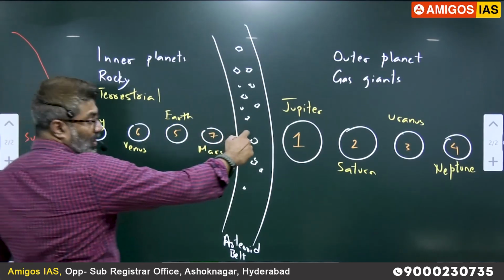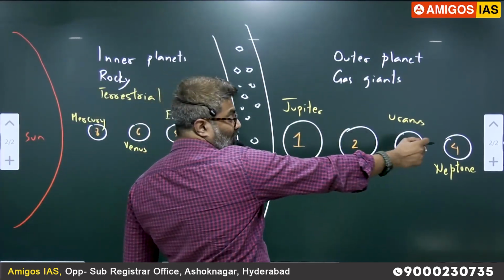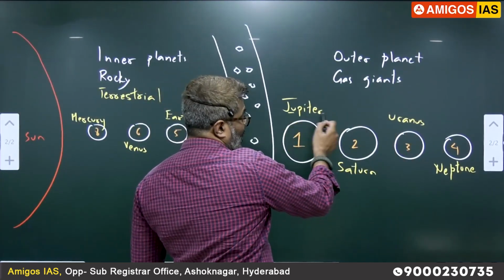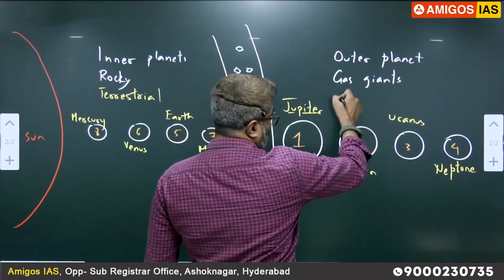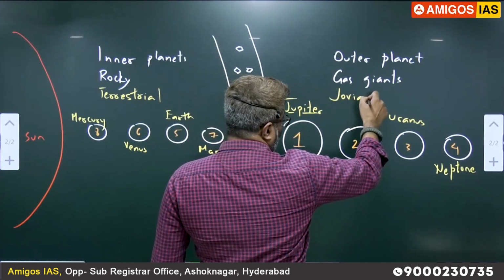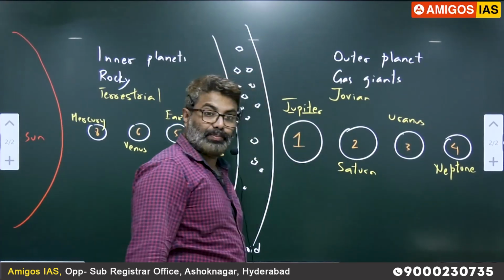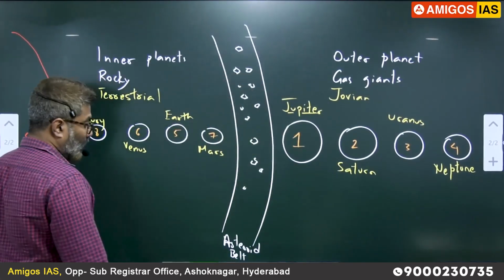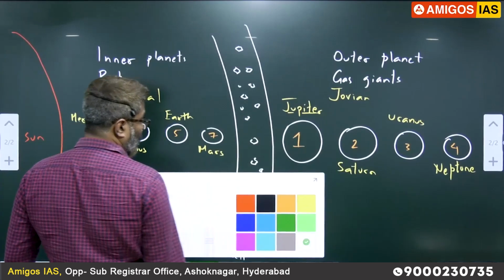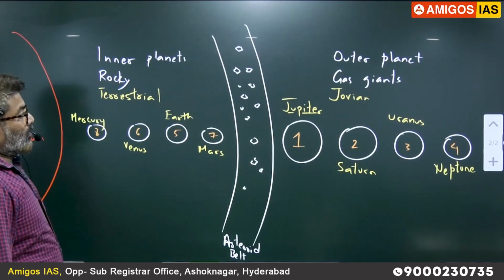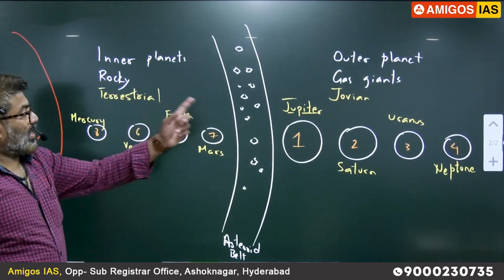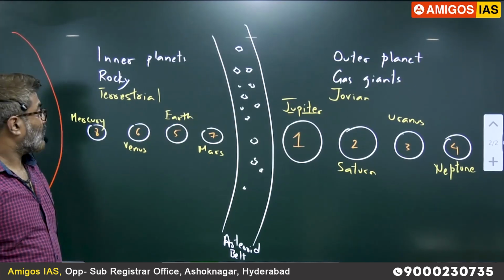Here, these planets are like Jupiter. Among these four, which is largest? Jupiter. So they are all like Jupiter. So Jovian planets. Terrestrial planets, Jovian planets.